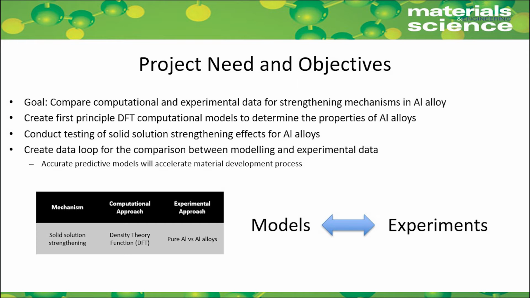So for our project need and objectives, our main goal is to compare the computational and experimental data for strengthening mechanisms in aluminum alloys. So we want to create the first principles density functional theory computational models in order to determine the properties of aluminum alloys. And then we'd like to conduct testing of solid solution strengthening effects for aluminum alloys. So our main goal here is to create a data loop for the comparison between modeling and experimental data.